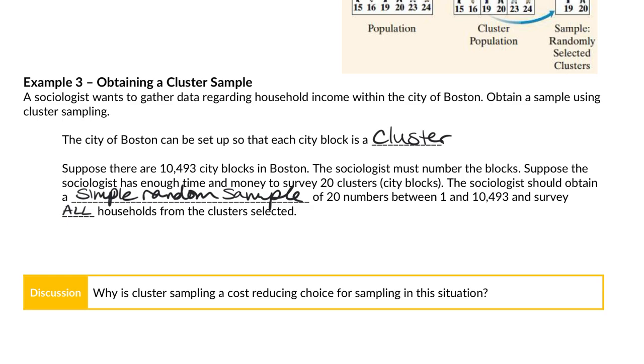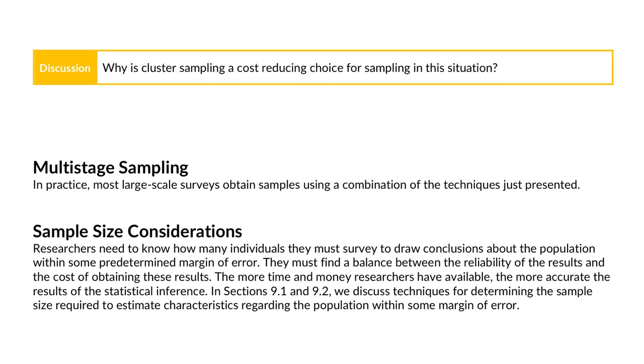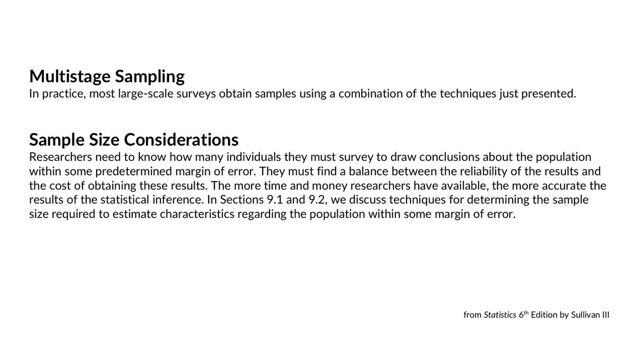Now, in real life, a lot of surveys and a lot of studies will have what's called multi-stage sampling. It's exactly what it sounds like. That means we're using a combination of the techniques. So maybe starting with one thing and then taking those samples and doing something else with them, and then taking those samples and putting them into clusters. So we have a multi-stage sampling process.